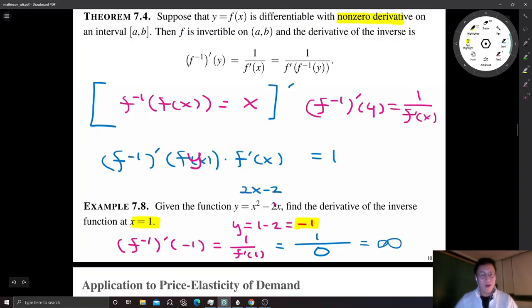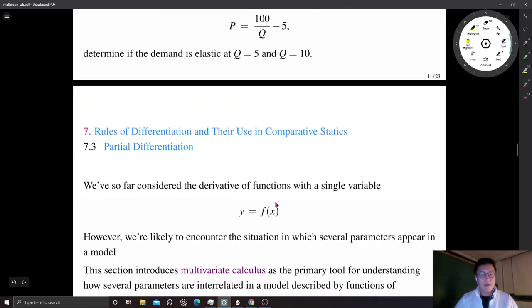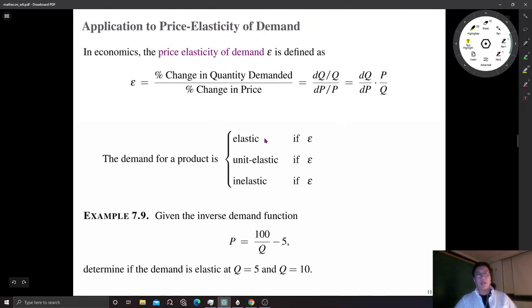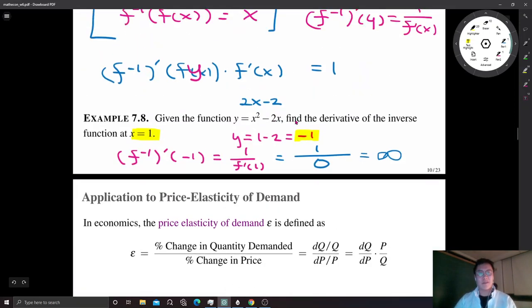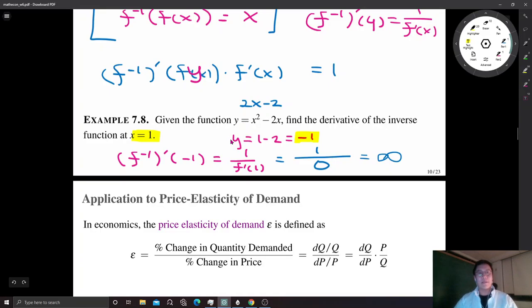And so let me illustrate one application of the inverse function, which is about the price elasticity, at the live lecture. I'm sorry about that example, but let me stop the video here.